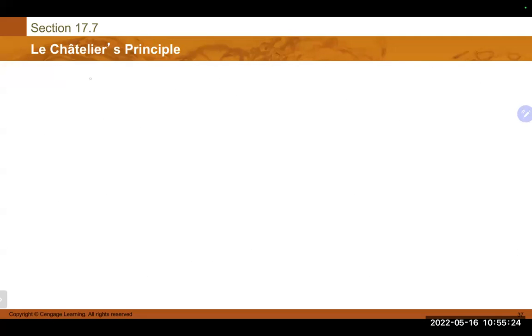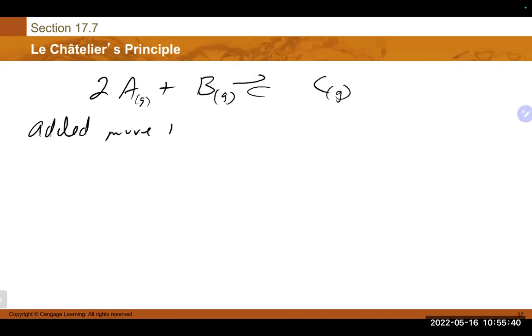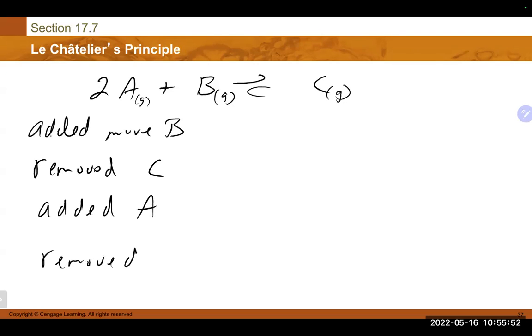So if we had something, say, like, and if I added more B, if I removed C, added A, removed B. Will it shift to the right, left, or will there be no change? So take a moment and decide in this case.